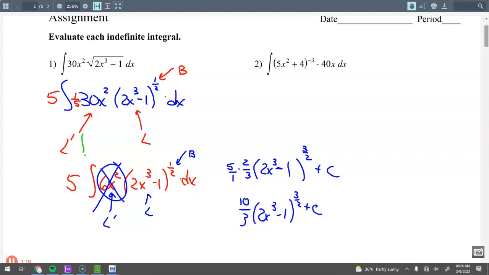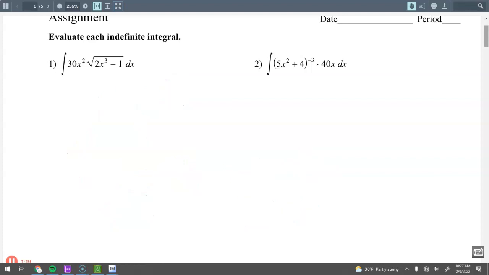So my goal was to make this. This was 30x squared. I needed it to be the derivative of this. I needed it to be 6x squared. You're going to be able to multiply by a constant to make it happen. Yes. I don't like the word always, but that's the general idea.